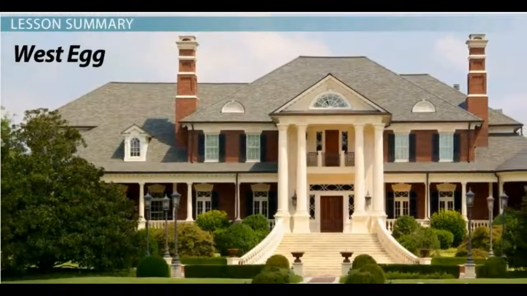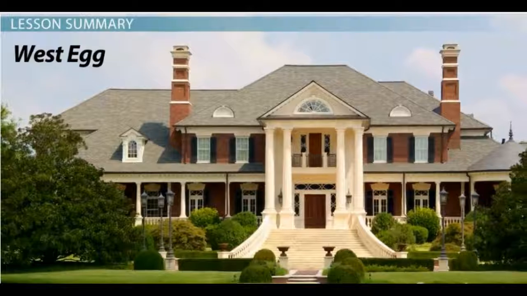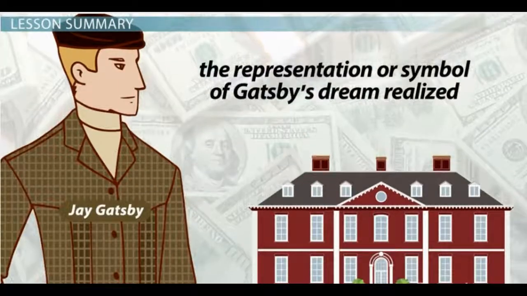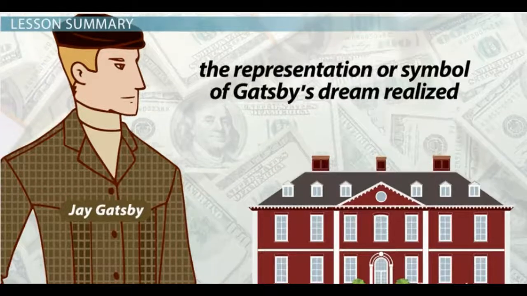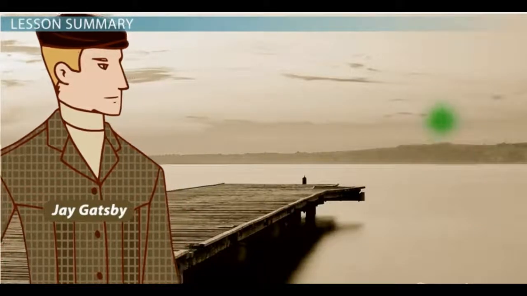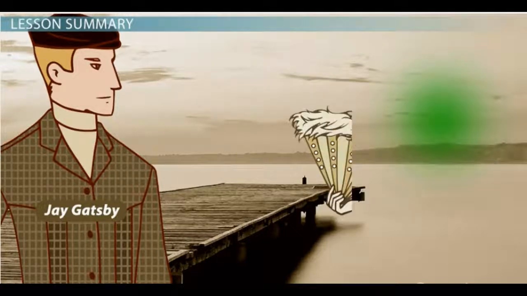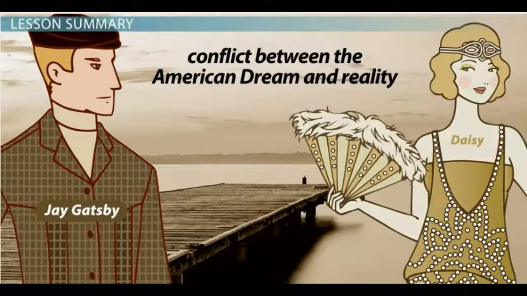Jay Gatsby's opulent house in the fictional town of West Egg carries heavy symbolic significance for the novel. It is the representation, or symbol, of Gatsby's dream realized, as he has achieved incredible wealth. It also represents Gatsby's failure to fully achieve his dream, as he is still on the outside, in the less fashionable part of town. Longing for both Daisy and acceptance into her world, this contradiction highlights the conflict between the American dream and reality.